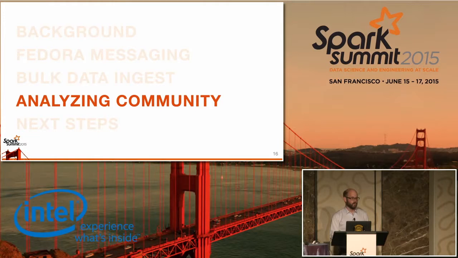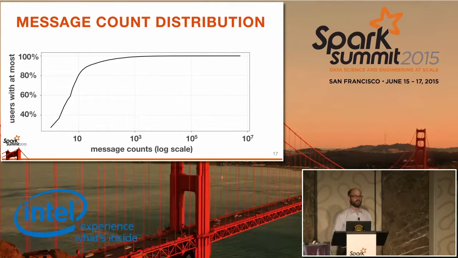So now that we have this data ingested, and we've worked around some of these pitfalls you run into with real-world rich data, we can look at actually analyzing the data we got from the Fedora community. And here's a distribution of message counts. On the y-axis, we have the users that have at most the number of messages on the x-axis. And note that the x-axis is a log scale.